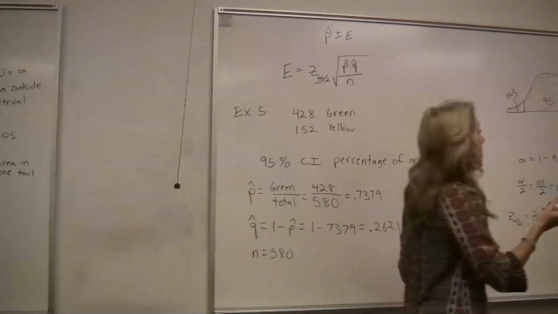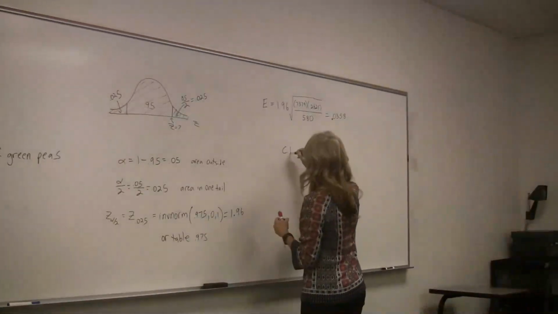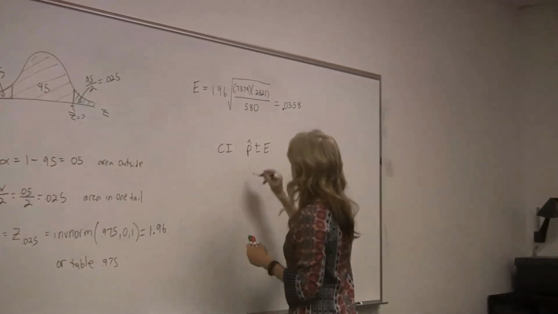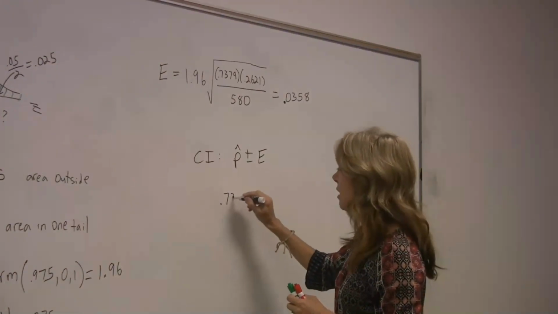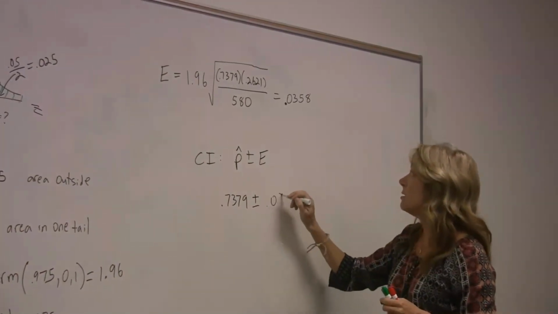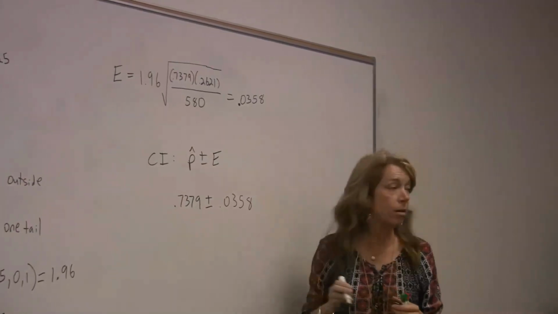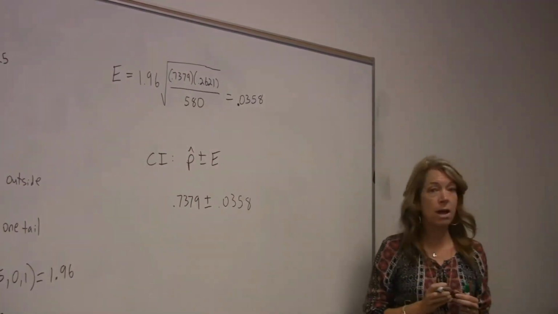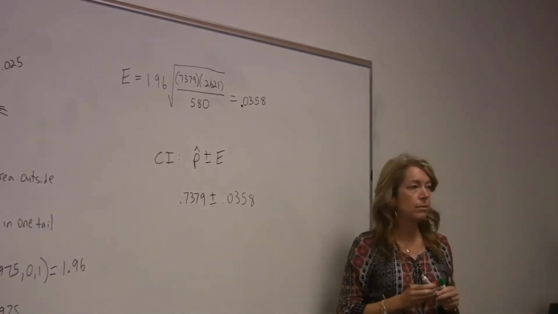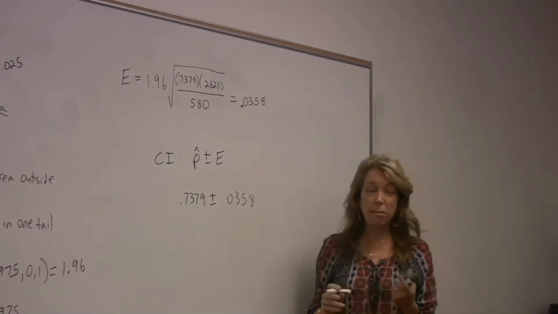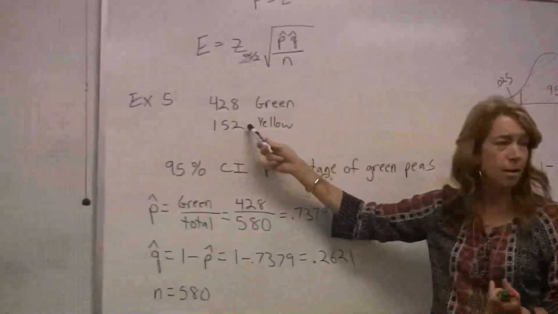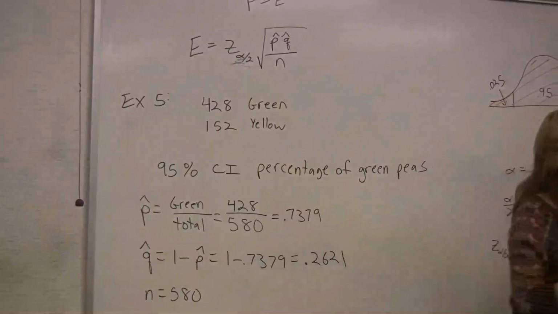So at this point, to get my confidence interval, I'm going to take p hat plus or minus E, which in this case was 0.7379, and I'm going to add and subtract 0.0358. I found the p hat and I found the E. I have to point out, it's pretty amazing, considering all we had was this information right here. We had two numbers, all this and all this information.